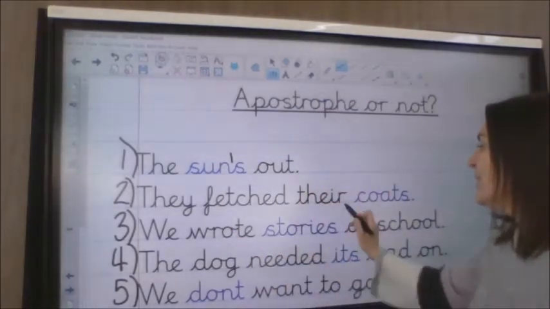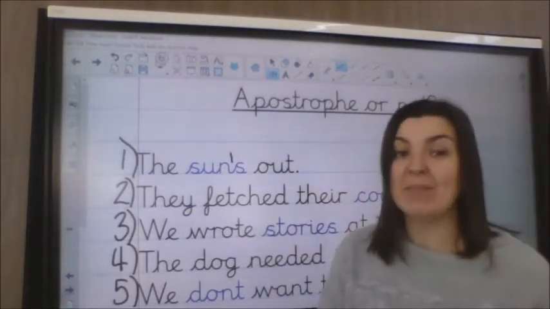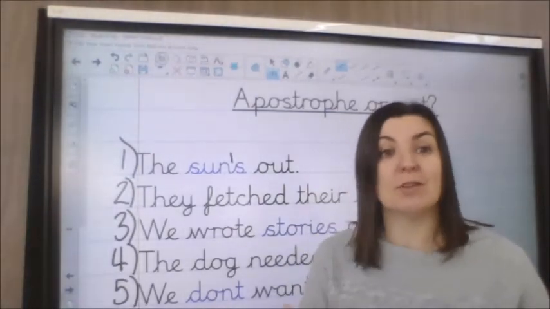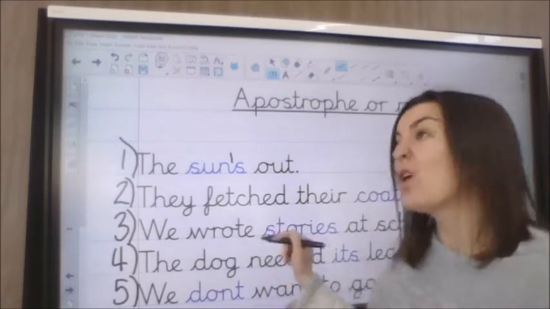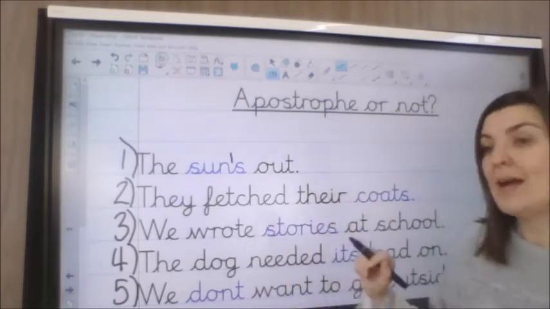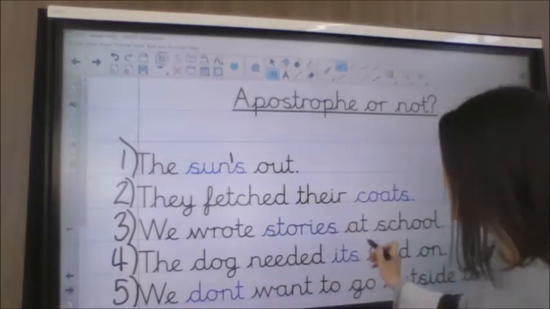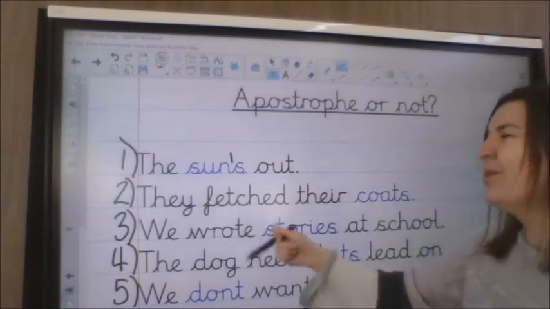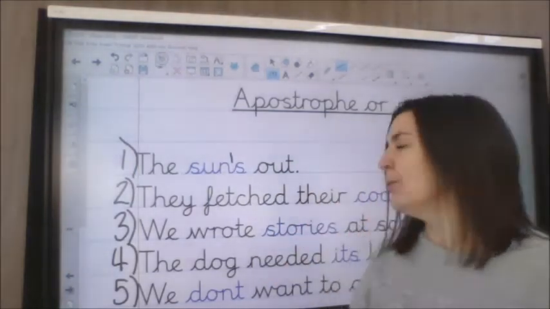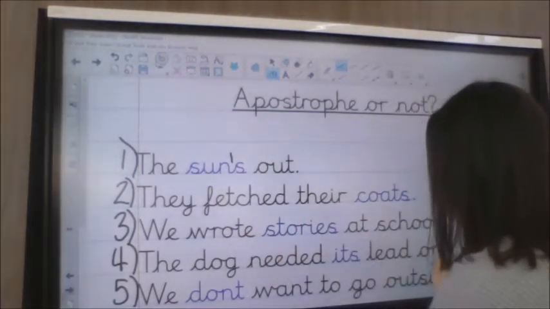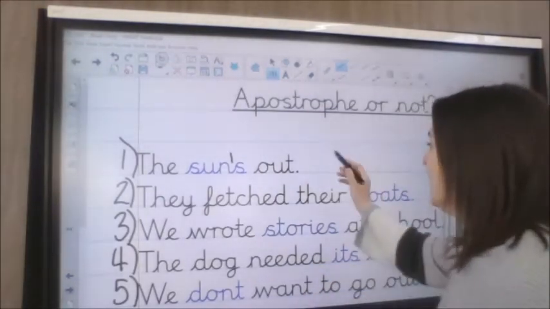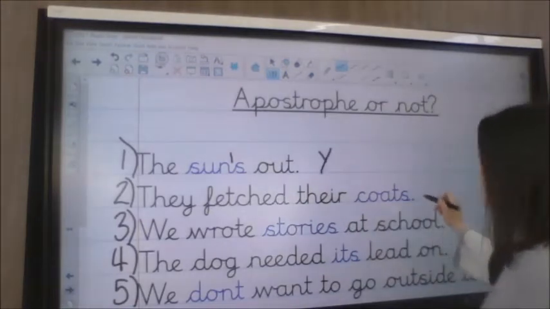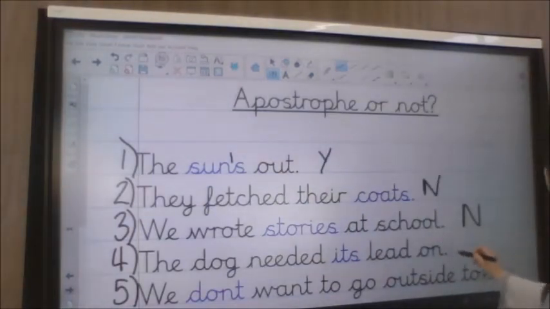We wrote stories at school. Again, it's just a plural. There's no letters been missed out. It doesn't belong. We just wrote the stories. That just means more than one has been written. The dog needed its lead on. So, if I'm not sure, remember, its is a tricky one. So the dog needed it is lead on. Oh no, that doesn't make sense. So that one doesn't need an apostrophe. So we should have had yes, no, no, no.